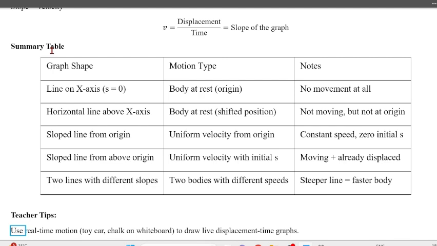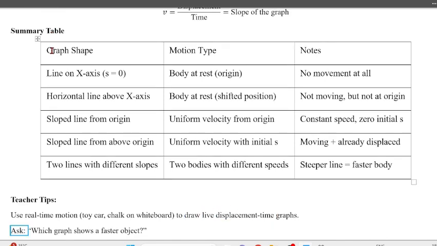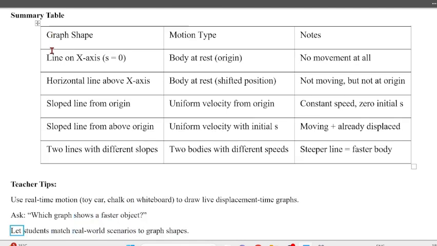Teacher tips: use real-time motion with a toy car and chalk on the whiteboard to draw live displacement-time graphs. Ask which graph shows a faster object. Let students match real-world scenarios to graph shapes.